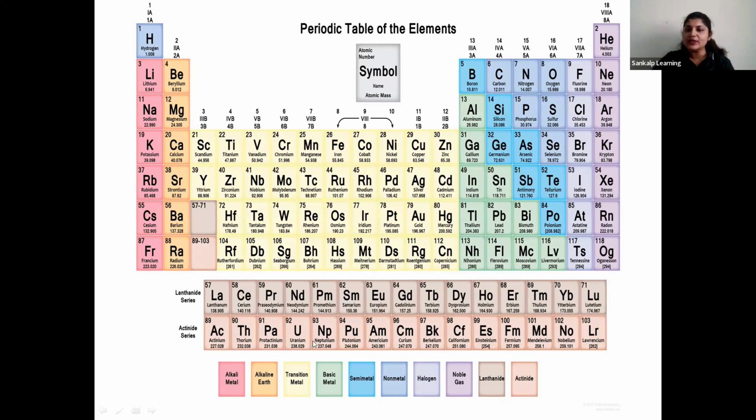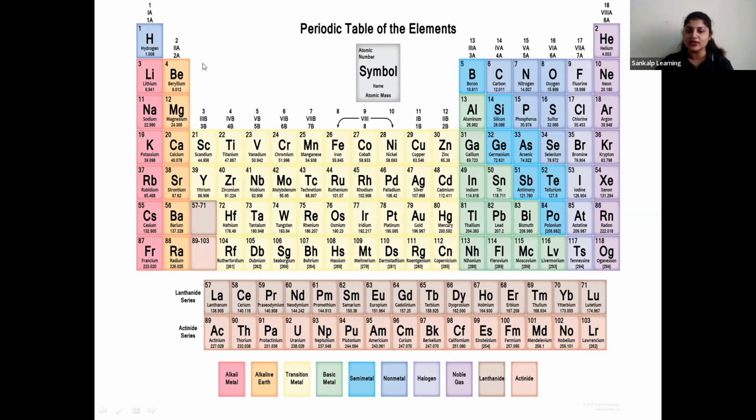Now why were these elements classified? There are 118 elements at present. If the elements were not classified into a periodic table, it would be extremely difficult and time consuming to individually study the chemistry of each element.